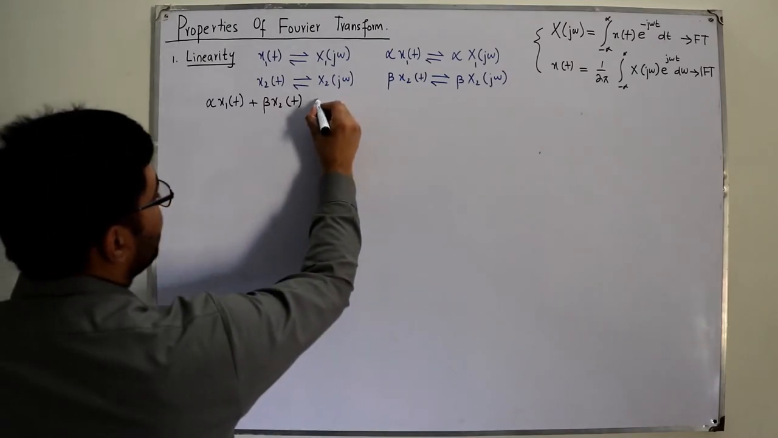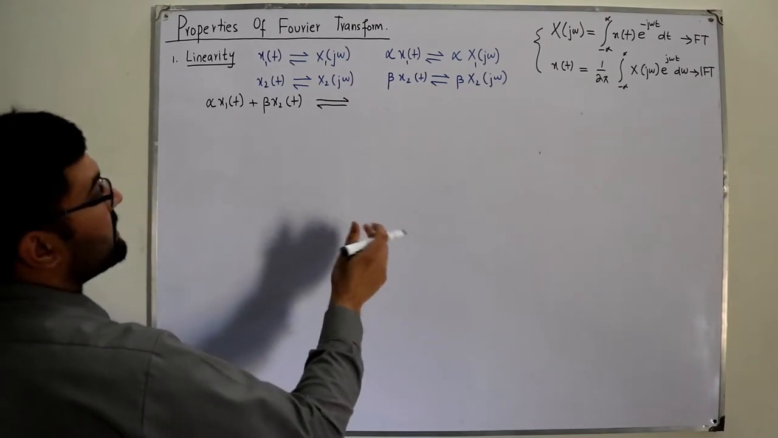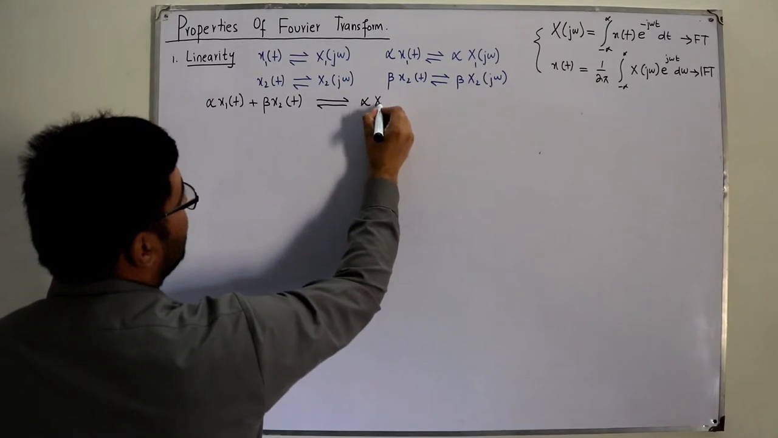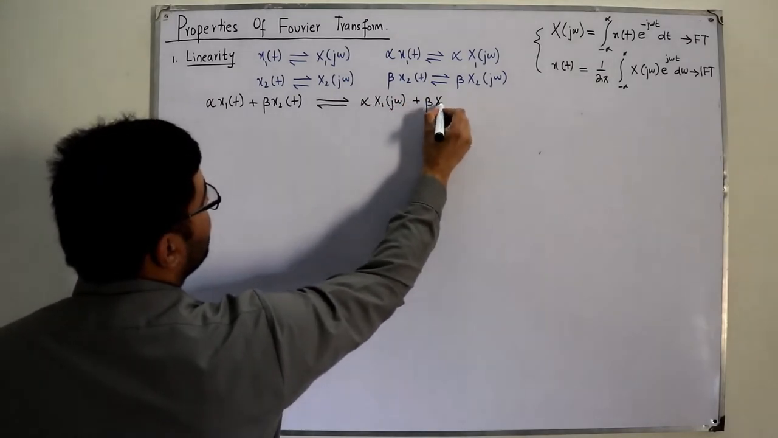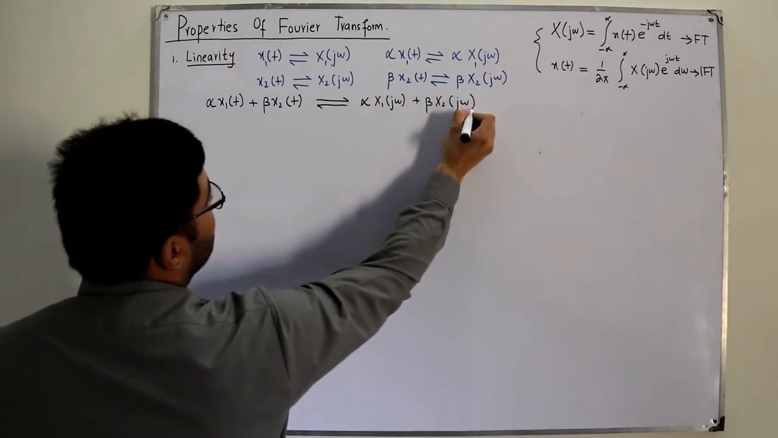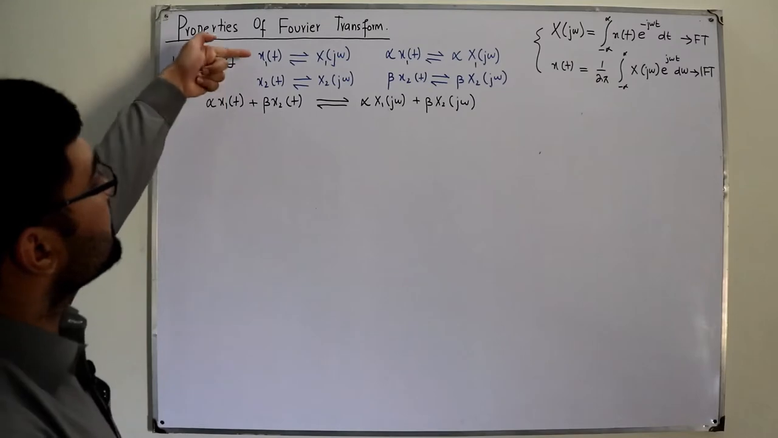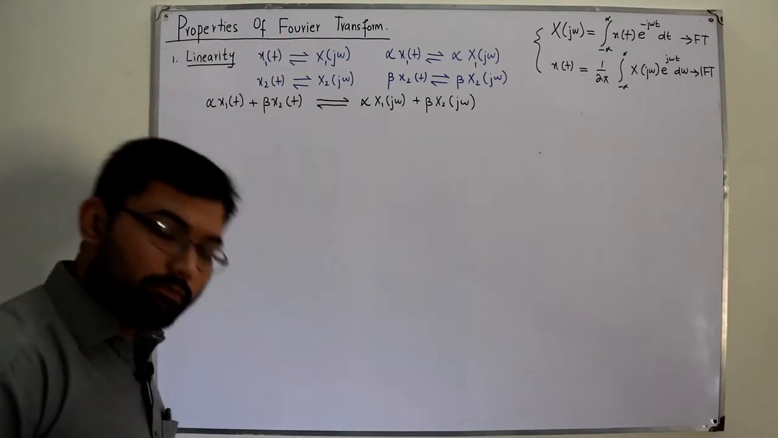So this would imply that the Fourier transform is now a linear combination of the Fourier transforms of these two, which means it would be alpha times x1 of j omega plus beta times x2 of j omega. This is what the property is. If alpha was not included, it was simply x1 plus x2, then the Fourier transform would be a linear combination of these two. Fine.